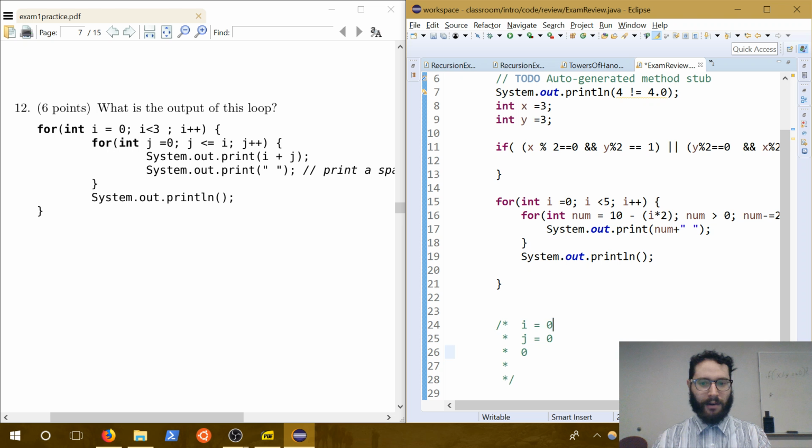Okay, now we go and increment i. Then we go into the inner loop. j is created, and it's less than or equal to i.